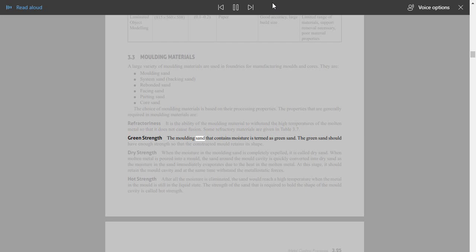Green strength. The molding sand that contains moisture is termed as green sand. The green sand should have enough strength so that the constructed mold retains its shape. Dry strength. When the moisture in the molding sand is completely expelled, it is called dry sand.